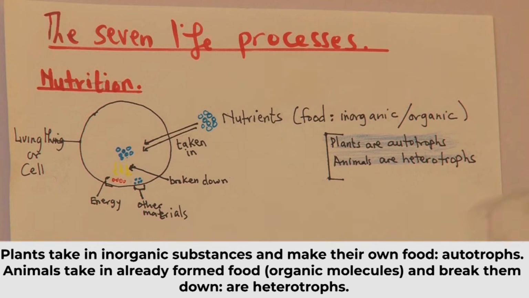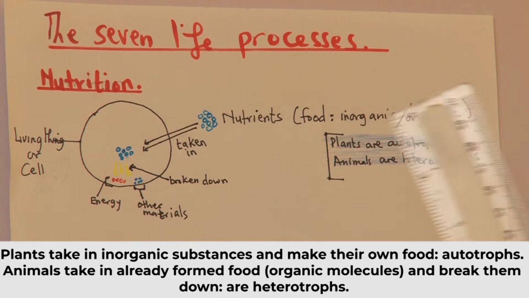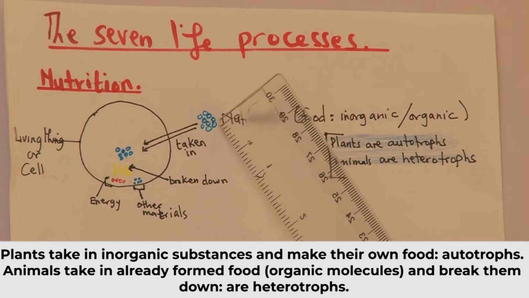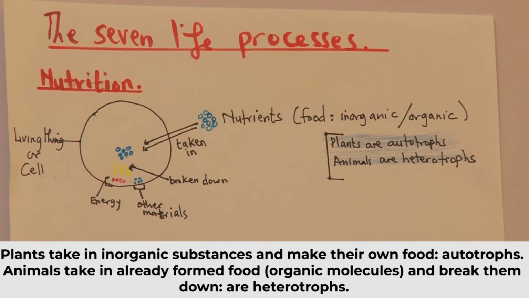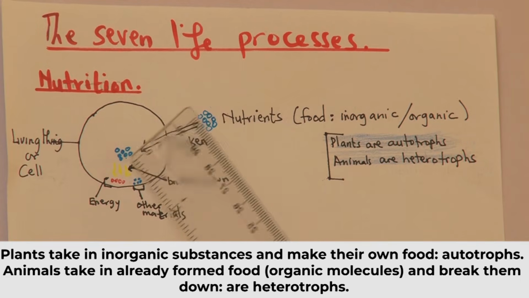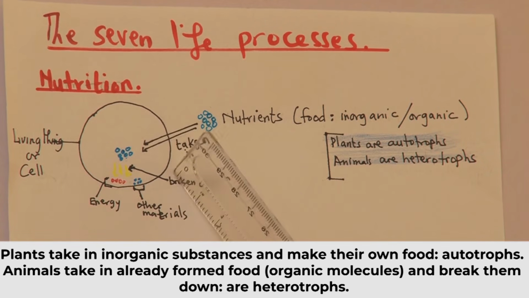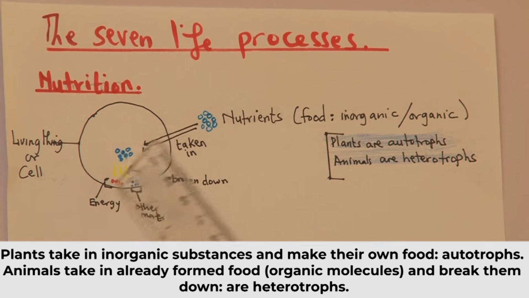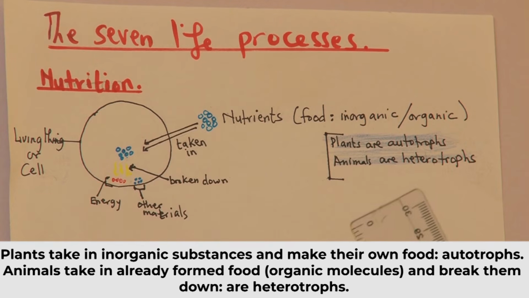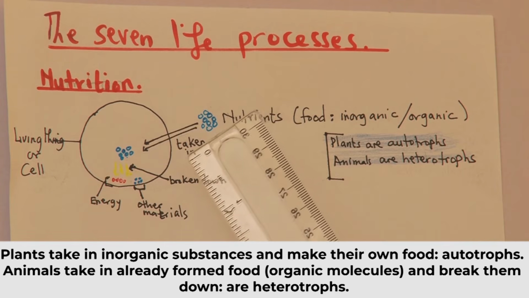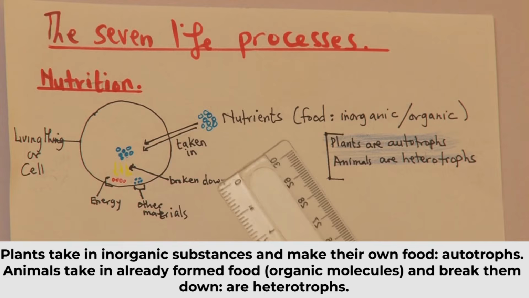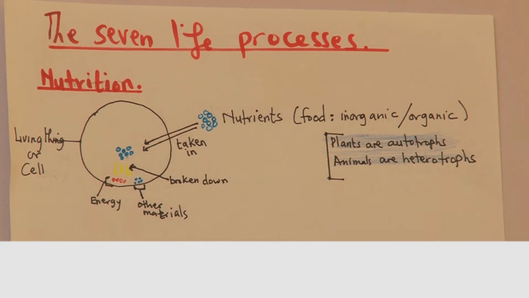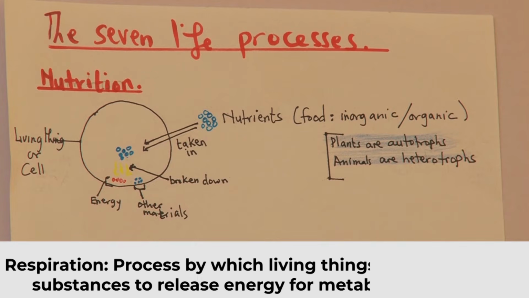Now, the process of nutrition is a process where nutrients, or if you like food, is taken into the living thing or the cell. And the nutrients that are taken in will be broken down to energy and other materials. So nutrition is taking in nutrients to be broken down to provide materials and energy for the cell. That's simple, nutrition. Good. So what about respiration?